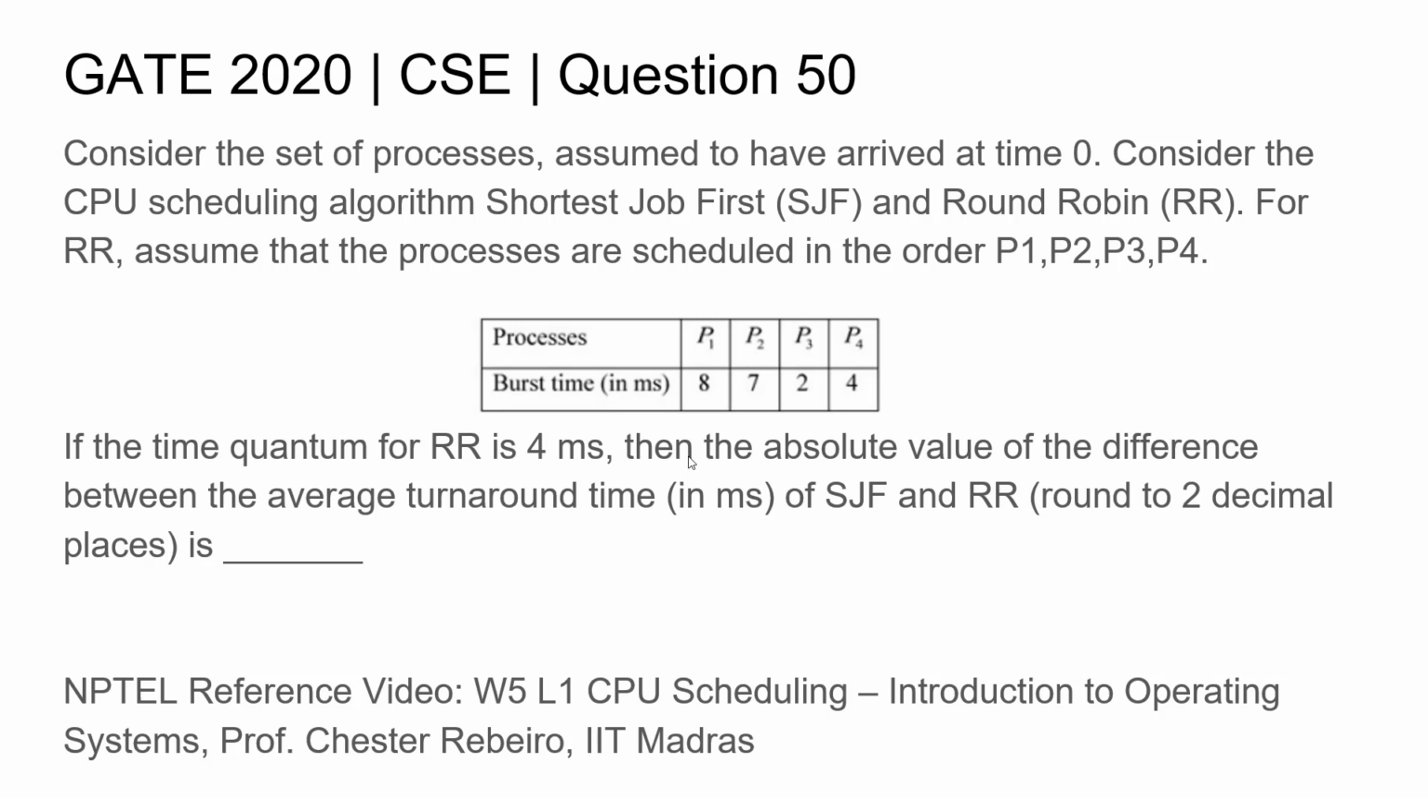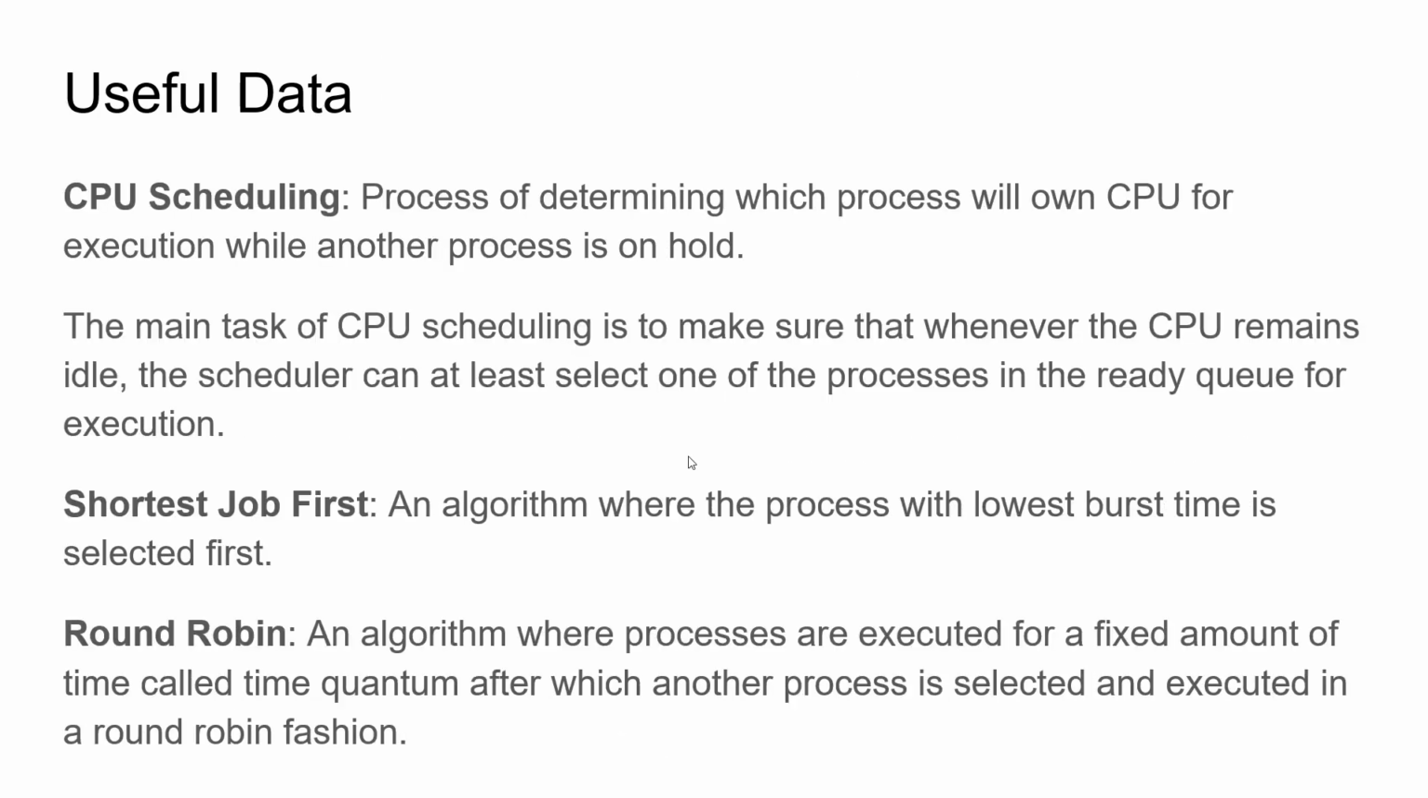between the average turnaround time of SJF and RR, rounded to two decimal places, is, to give fill in the blank. The NPTEL reference video of this question is Week 5, Lecture 1 on CPU scheduling. The course name is Introduction to Operating System with Professor Chester Ribeiro, IIT Madras. Now let us look at what is the useful data before solving this question.